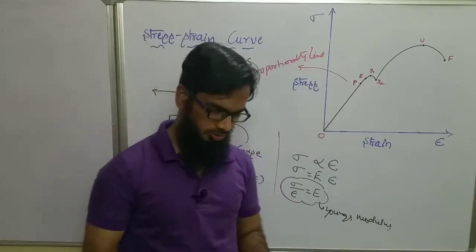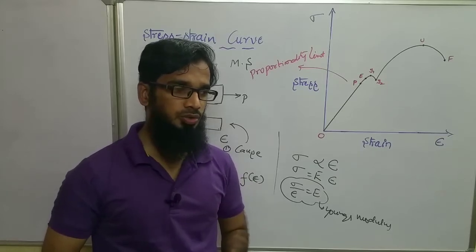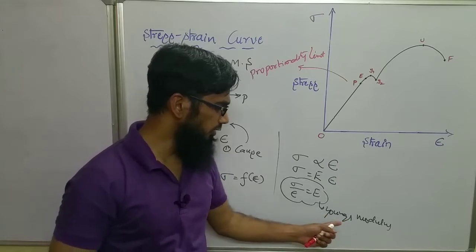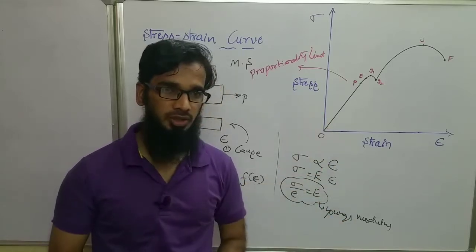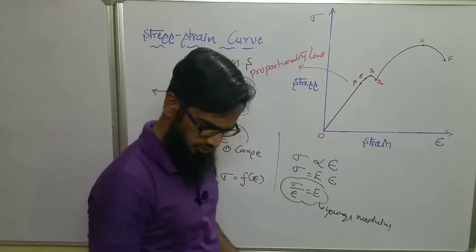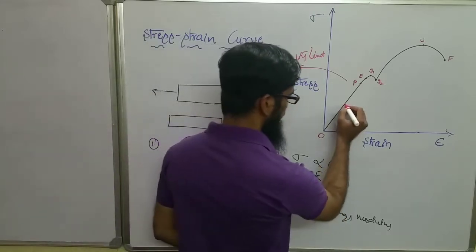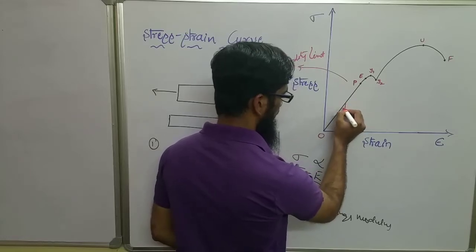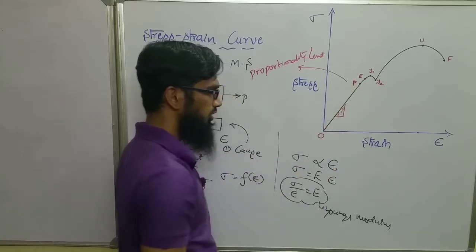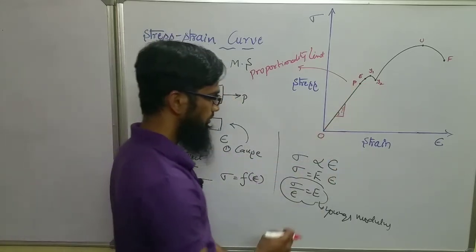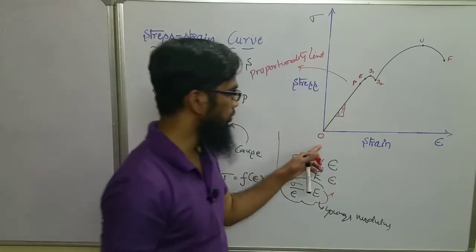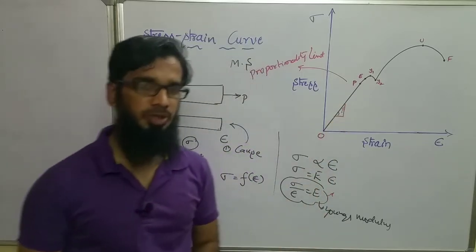Now what does Young's modulus mean actually? It is a measure of the stiffness of the material. How can we calculate this Young's modulus with respect to this graph? We know that E is equal to stress by strain. If you take the slope within the proportionality limit, we can get the Young's modulus for this material. So from O to P, the proportionality limit will be there.